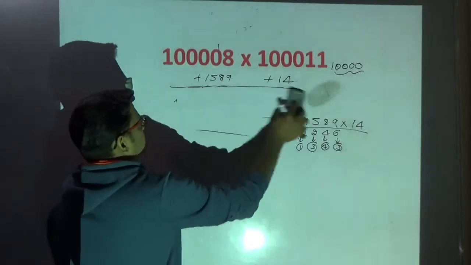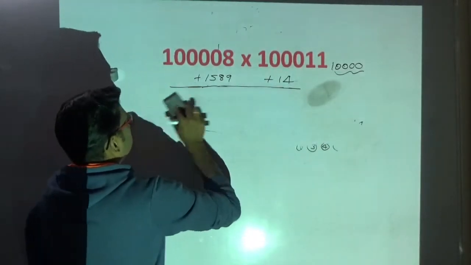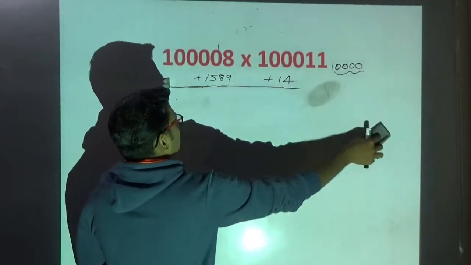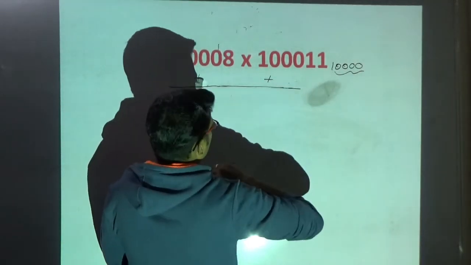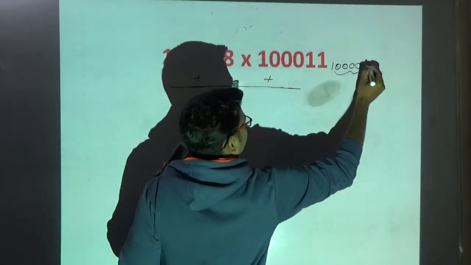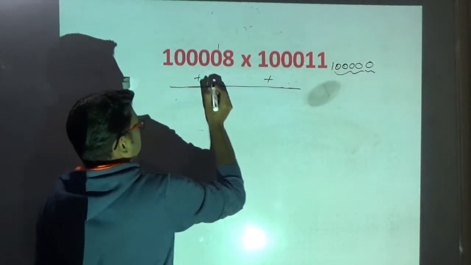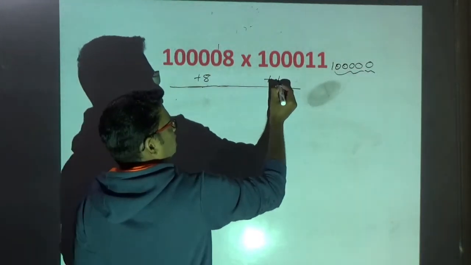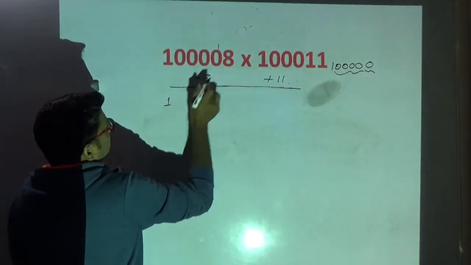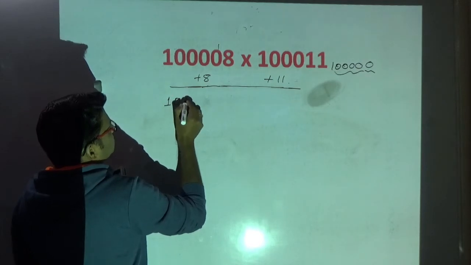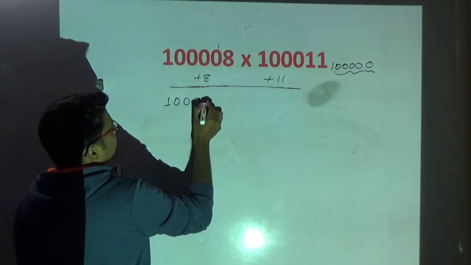So now I am multiplying 1,08,000 and 1,11,000. So what is the base? Definitely the base should be 1 lakh. Count how many zeros are there in your 1 lakh? 5 zeros. This is above by 8, this is above by 11. Done. So first what you do? Cross addition. 8 plus 11 is 19. 1, 0, 0, 1, 9.